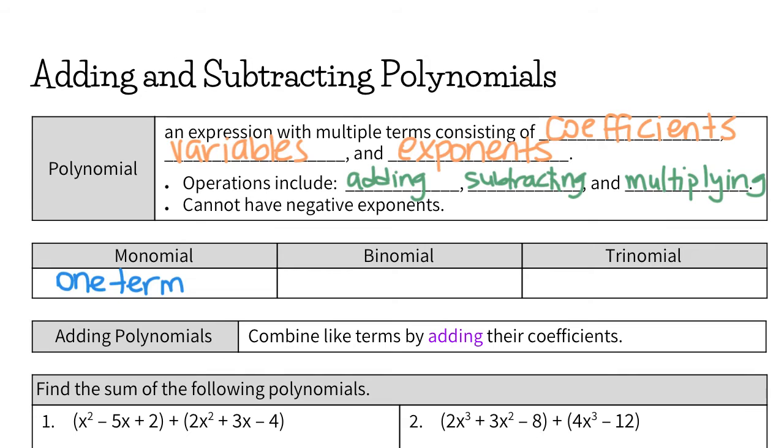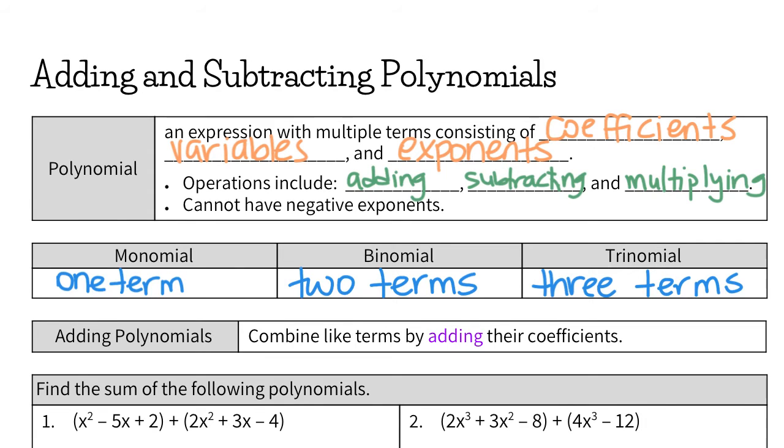A binomial, so kind of like think of bicycle. Bi means two because it has two wheels. This one is going to have two terms. And then that last one, trinomial. So again, that little prefix tri, think of like triangle, has three sides. So trinomial has three terms. Once it's more than three, we tend to just say the word polynomial to mean anything bigger than three. But you do need to know these three right here, monomial, binomial, trinomial, because sometimes I'm going to refer to things as one of those words, and I want to make sure we all know what we're talking about.